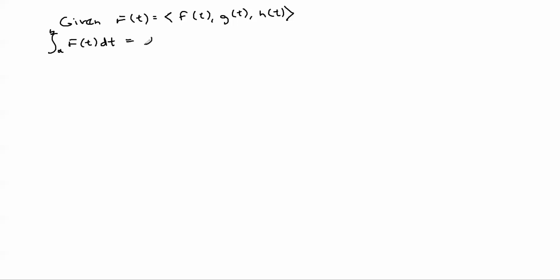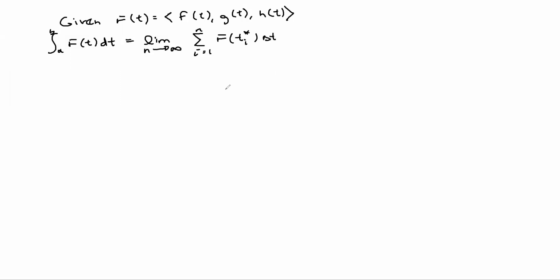All right, so we're going to start off and say, given r of t equals f of t, g of t, h of t, then the integral from a to b of r of t dt is going to equal the limit as n goes to infinity of the summation from i equals 1 to n of r of t sub i star, change in t.